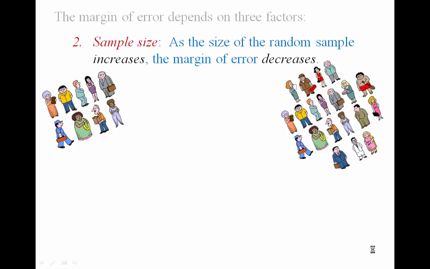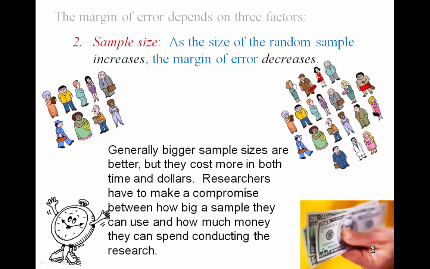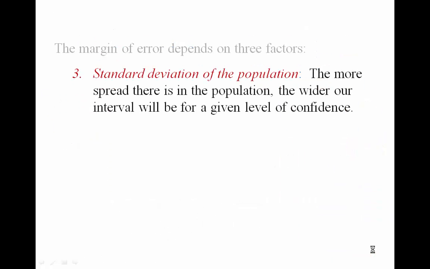Sample size. As the size of the random sample increases, the margin of error decreases. Generally, bigger sample sizes are better, but they cost more in both time and dollars. Researchers have to make a compromise between how big a sample they can use and how much money they can spend conducting the research.